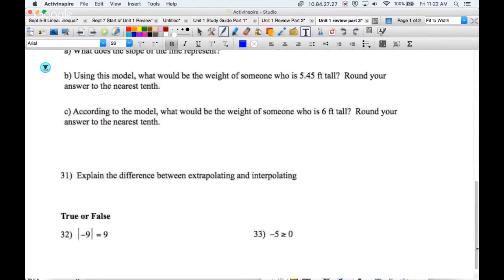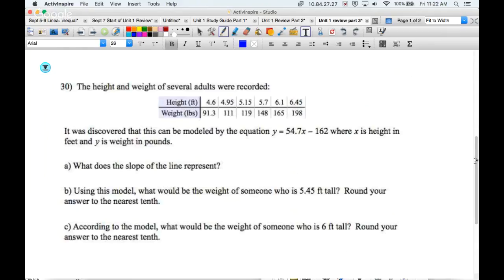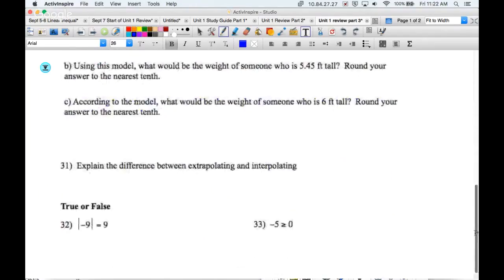Explain the difference between extrapolating and interpolating. I feel like you guys are pretty good at that. Extrapolating would be within the data, just like we did for our win rank of 6. This one is true, this one's false.